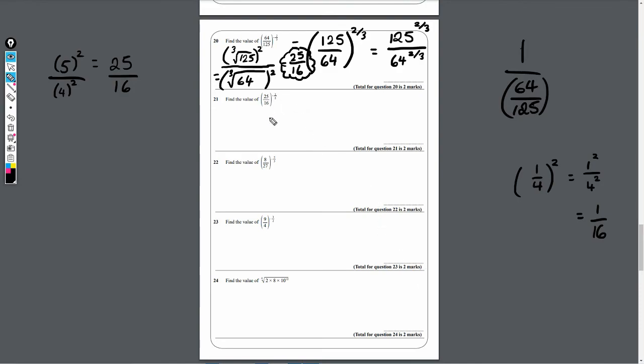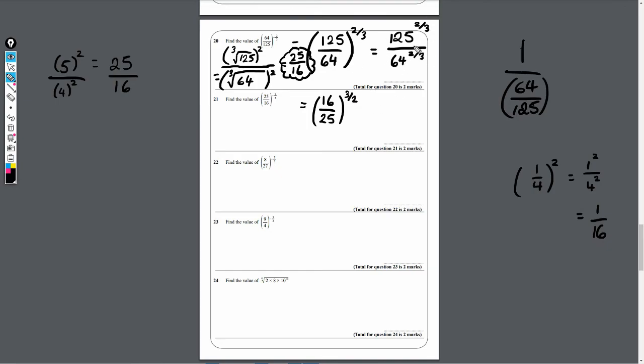So this is 25 over 16 to the minus 3 over 2. So the first thing I need to deal with, like we always do, is deal with that negative. So to get rid of that negative, we flip this. That's going to be 16 over 25 to the 3 over 2.